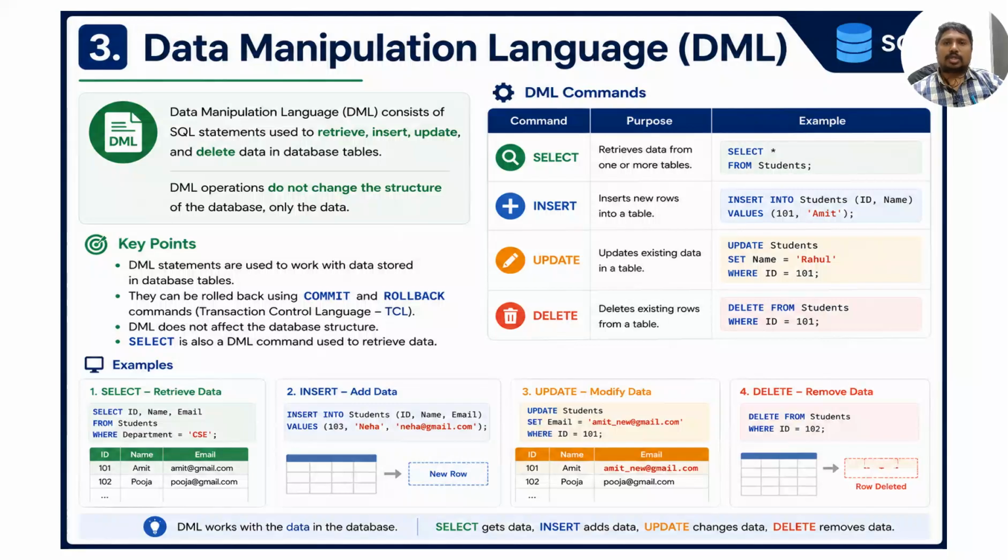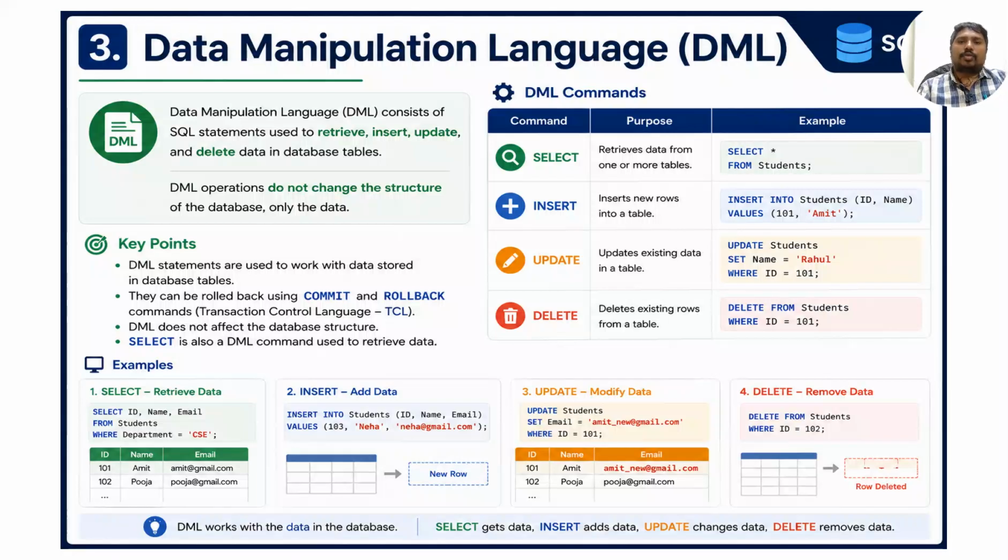The key points of this category of SQL statement: DML statements are used to work with the data stored in the database tables. They can be rolled back using commit or rollback commands, that is transaction control language. DML does not affect the database structure. Select is a DML command used to retrieve the data. The important commands in DML are select, insert, update, and delete.